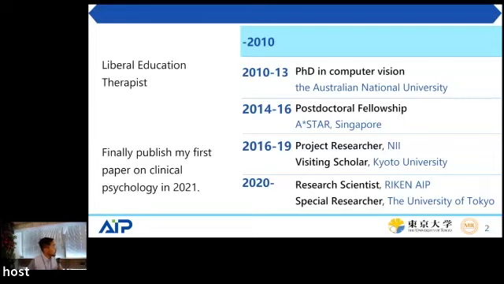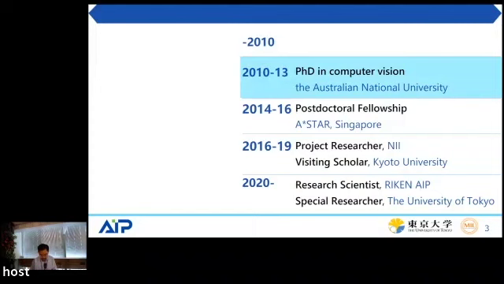So I have even taken the training of the therapist, but I have never used it except to help my PhD colleagues to relieve their stress and not commit suicide. Finally, I published my first paper on clinical psychology, thanks to the support of RIKEN, which I will discuss later. Then from 2010 to 2013, I was at Australian National University.